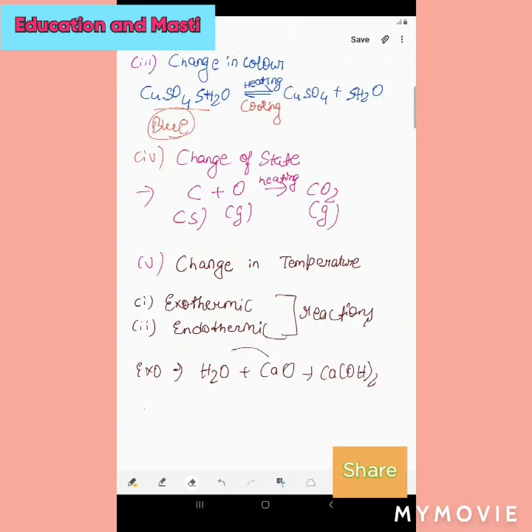For this I will also give you an example. Let's write the equation for this one to make you understand the endothermic reaction.